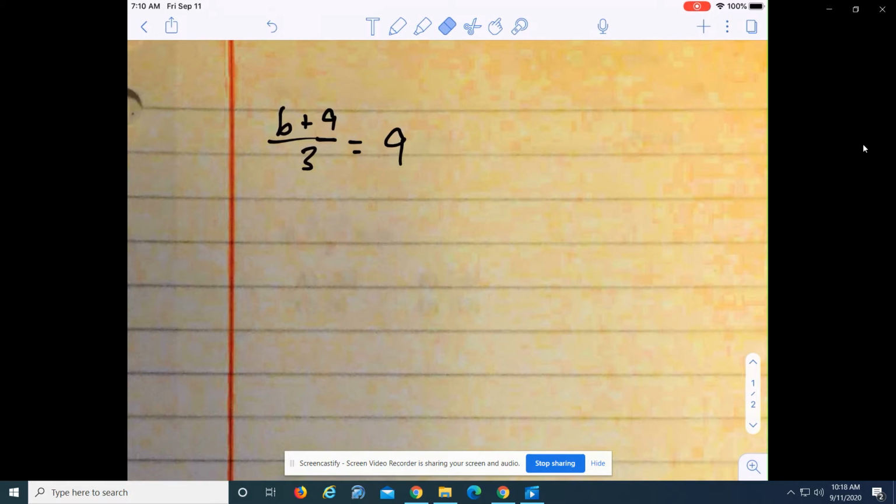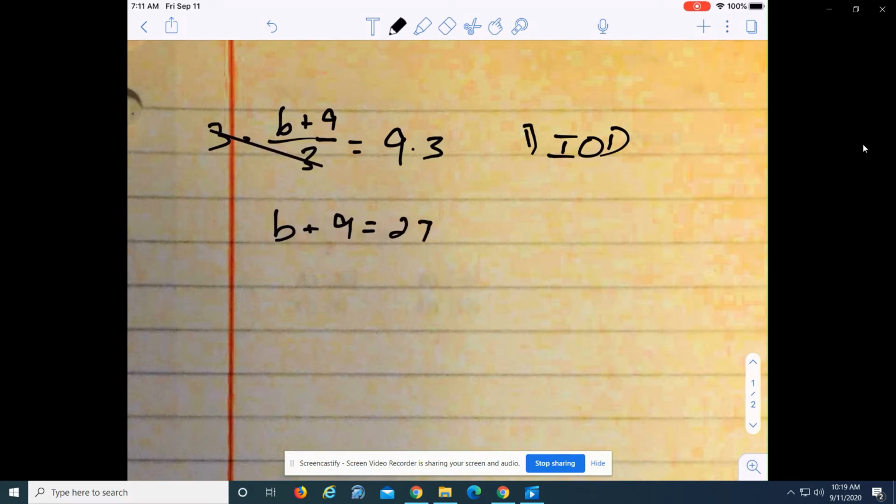So if we think about this problem, b plus 9, both the b and the 9 are being divided by 3. Because it's happening to both of them, we got to get rid of that 3 first. So what we're going to do is do the opposite. We're still going to do the inverse of division, so I'm going to multiply both sides by 3. And what's going to happen is b plus 9 drops down. The 3's cancel. 9 times 3 is 27.